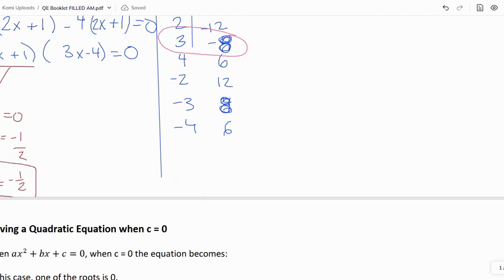Miss Sly, can I write negative 0.5? No. Miss Sly says no. Keep it as a fraction. Even if it works out nicely, keep it as a fraction.